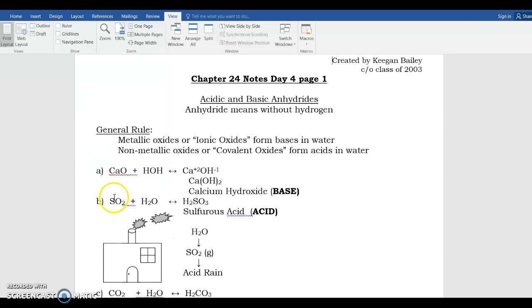Now this right here is a non-metal, sulfur, and this is towards the right side of your periodic table, so it's considered a covalent oxide. So this covalent oxide forms a bond with oxygen, and these are nearby each other on the periodic table. Sulfur and oxygen are in the same family, as a matter of fact. But if we put these in water, we build this sulfurous acid. Now these are the most complicated, and we've talked a bit about this in class.